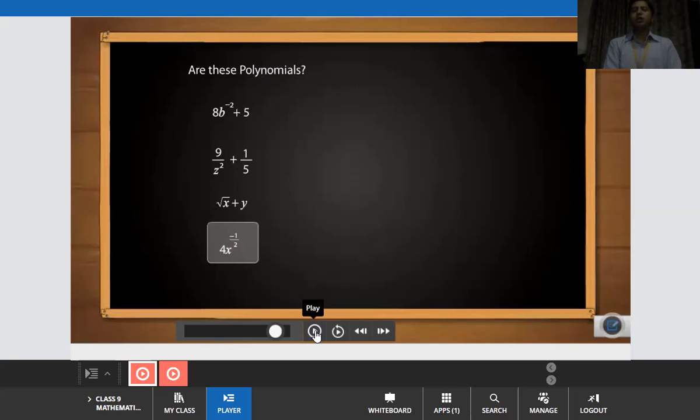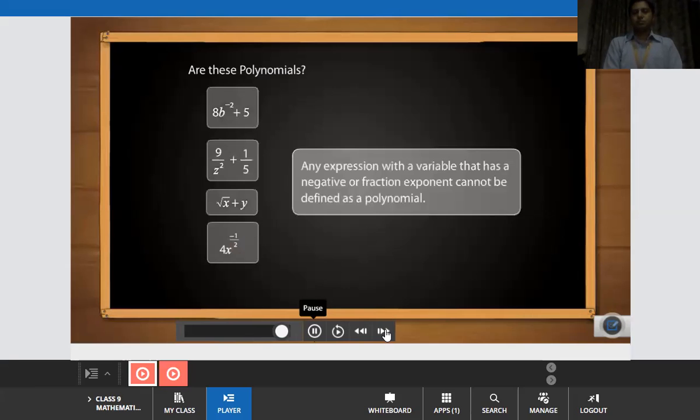And the fourth one, 4x raised to power minus 1 by 2. Because the power of x is minus 1 by 2, which is not a whole number, it is a rational number, that is why 4x raised to power minus 1 by 2 is not a polynomial. It is a fraction. To sum up, any expression with a variable that has a negative or fraction exponent cannot be defined as a polynomial. Click the next button to take the quiz.